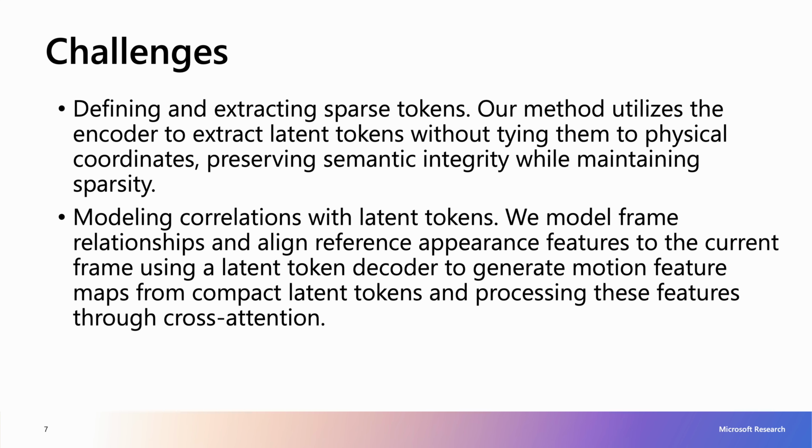In implementing the IMF, two primary challenges emerge. The first concerns defining and extracting sparse tokens. Our approach circumvents this limitation by allowing the encoder to extract latent tokens without tying them to physical coordinates, preserving semantic integrity while maintaining sparsity. The second challenge involves modeling correlations with latent tokens. We model frame relationships and align reference appearance features to the current frame using a latent token decoder to generate motion feature maps from compact latent tokens and processing these features through cross-attention.